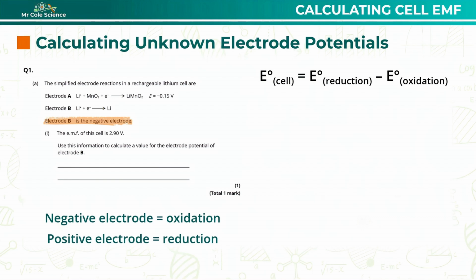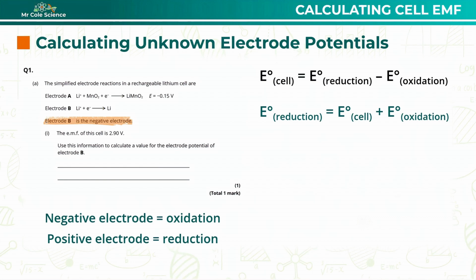We just need to do some rearranging. Now, if the question wanted the electrode potential of the positive electrode, then we'd need the reduction half cell as the subject of the equation. So to do that, we just add the oxidation electrode potential to both sides. That leaves us with the reduction electrode potential being equal to the EMF of the cell plus the oxidation electrode potential. But in this particular question, we're actually asked to find the electrode potential of the negative electrode.